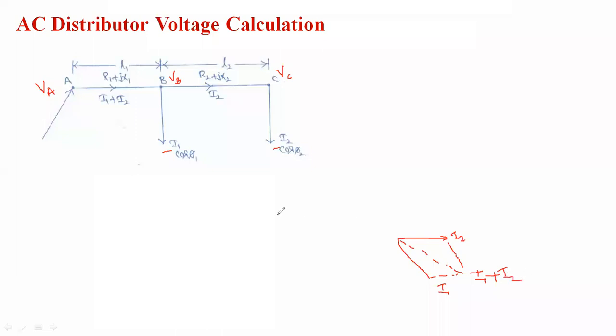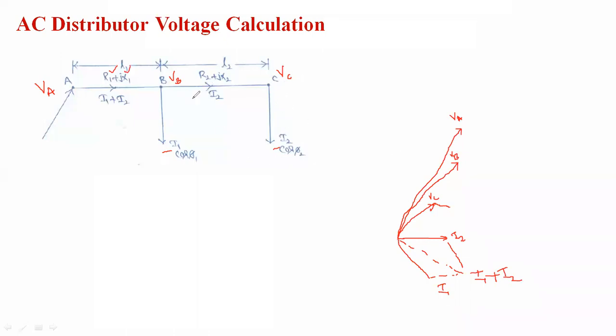And three voltages are there: VA, VB, VC. The sending end voltage is maximum and the receiving end voltage is the minimum. That is, the higher value is for VA, then VB, and the next one is for VC. So this represents VC, VB and then VA. The higher value is for VA. Now, there are two drops: one is the resistance drop, another is the reactance drop.